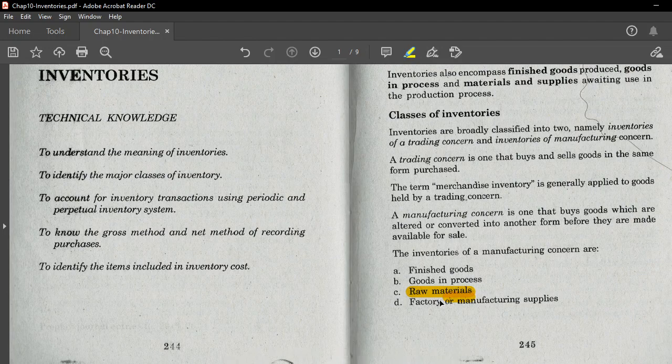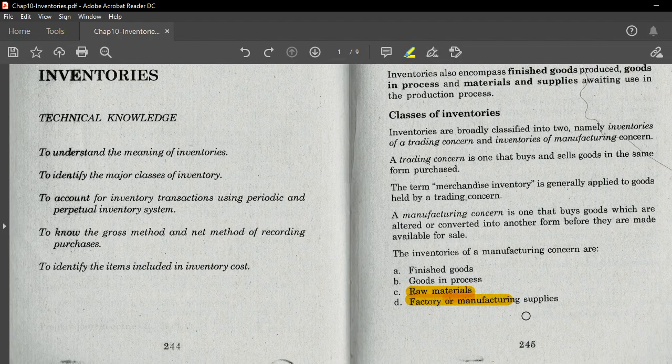Next, you have your factory or manufacturing supplies. Factory or manufacturing supplies. So, katong mga siguro dili ra kaayo nato ma-trace ng mga supplies na gigamit nato sa factory. Okay? Let's say imuhang martilyo, 'di ba? Imuhang gabas. So, those are supplies na gigamit sa pag-manufacture or pag-produce sa imuhang furniture.